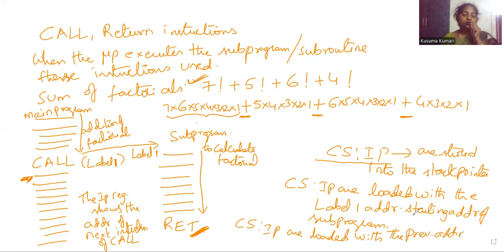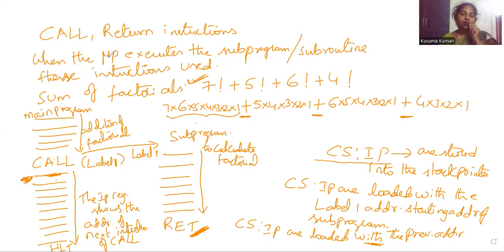What is the previous address? The previous address means the address of the next instruction after the call instruction. So now the CS and IP are loaded with the previous address, and the microprocessor again executes the remaining instructions in the main program, and the final instruction is halt. This is the structure of the call and return instructions.